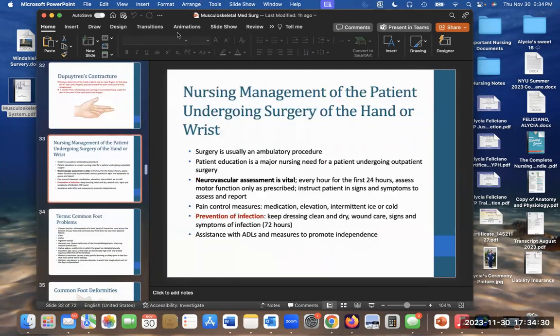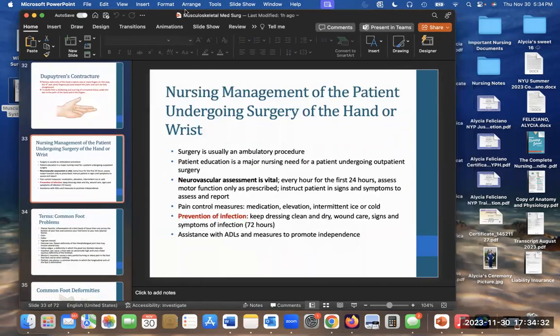Okay, so now as mentioned before, we talked about certain patient teaching that's pertinent to carpal tunnel. But generally, if we're going to have a surgery to treat any of these conditions that affect the wrist, what am I thinking about? Neurovascular assessment and prevention of infection, as well as managing pain. And then eventually, how are they doing with their functional status? How are they able to perform their activities of daily living? Because we want to promote independence.